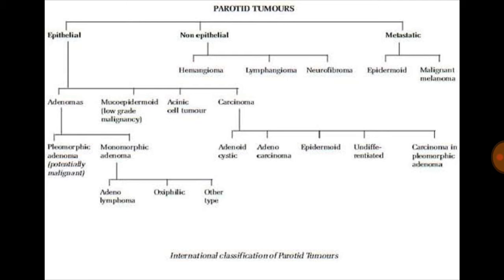Okay, now tell me which is the most common tumor you found in a parotid gland? Sir, most of the tumors of parotid gland are benign tumors and they constitute about 80%. 20% are malignant, and among benign or overall, the pleomorphic adenoma or the mixed tumor is the most common benign tumor while mucoepidermoid tumor is the most common malignant tumor.